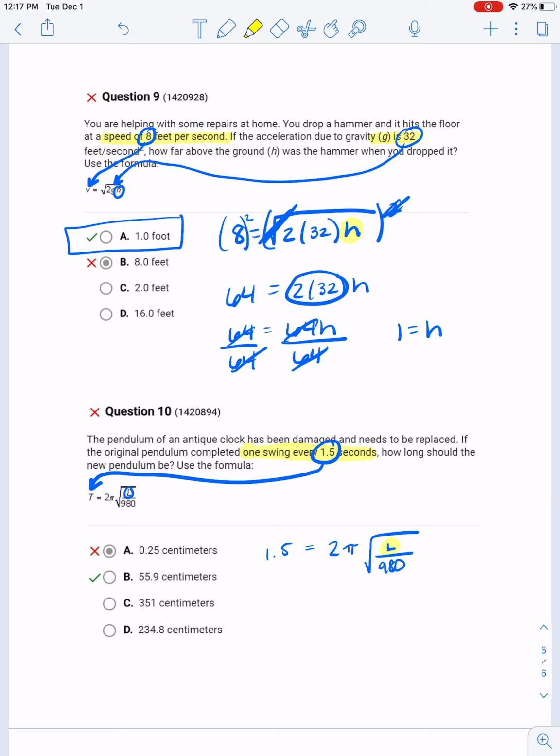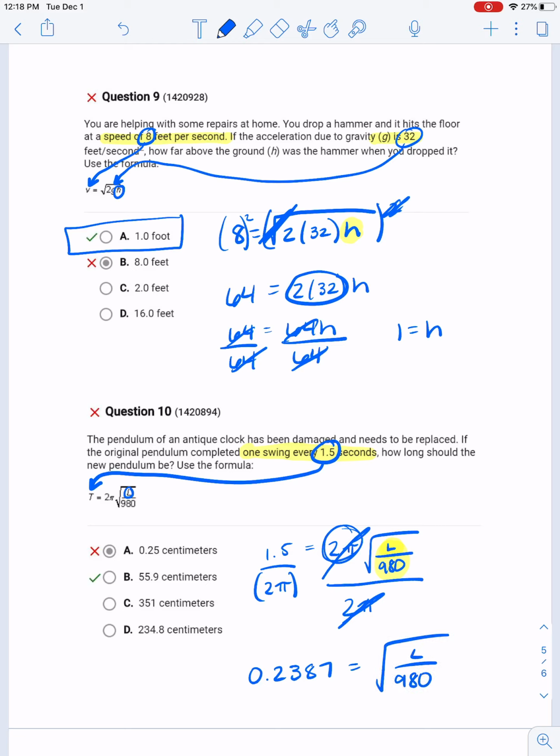Okay, so here L is under the radical, so I want to get all of this by itself. Before I square both sides, I want to divide by this number that's on the outside. So let's divide by 2 pi. And then just a quick reminder, when you're dividing by more than one thing on the bottom, we're going to make sure we put parentheses. So 1.5 divided by parentheses 2 pi is 0.2387 equals the square root of L over 980.